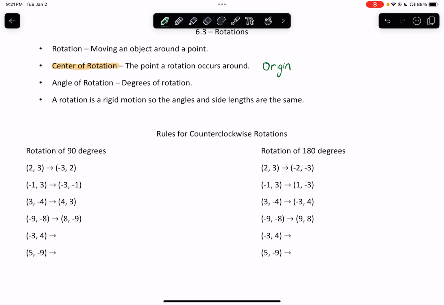And then we'll eventually get to ones where we're rotating it around a point on the plane. Then the other thing is the angle of rotation, the degrees that we're rotating it. Today we will focus on 90, 180, 270, and 360. And then the last thing is, just like with the previous two transformations, we know that rotation is going to be a rigid motion. So it means that all the angles and the side lengths are going to end up being the same. So they'll produce a congruent shape when we do that.